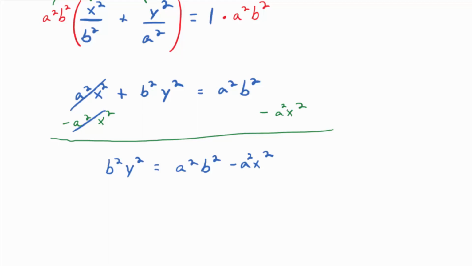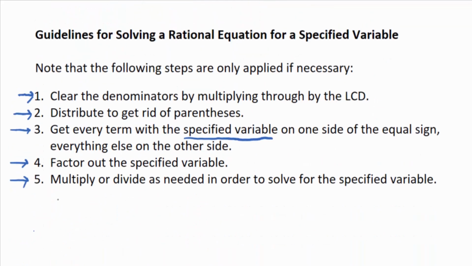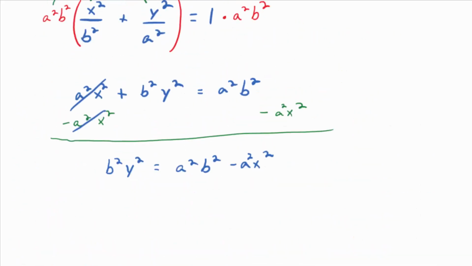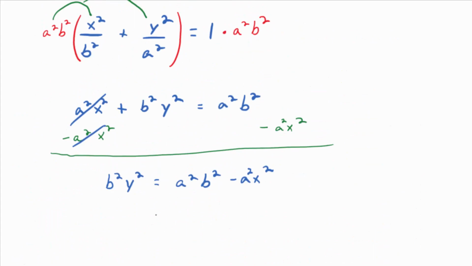Okay, does everybody agree with that so far? So then what's the next step? Once you have everything with the variable that you're solving for on one side of the equation, what was that next step? Factor it out. Step 4, factor out the specified variable. Okay. So pull out the a squared. On that right side, what's left? B squared minus x squared.